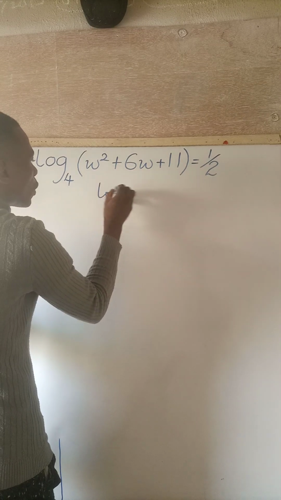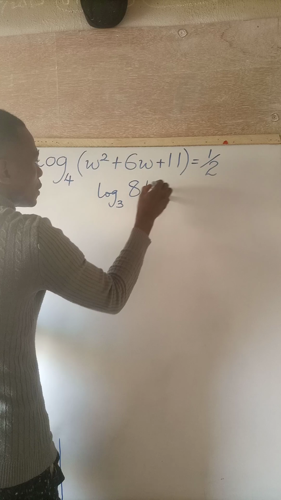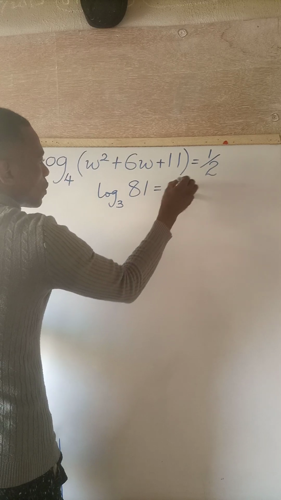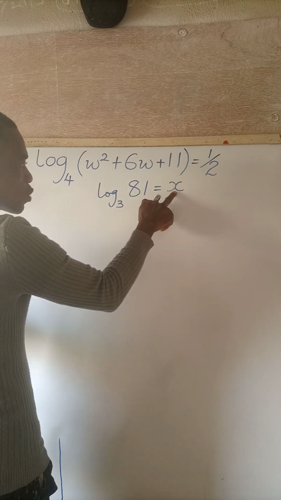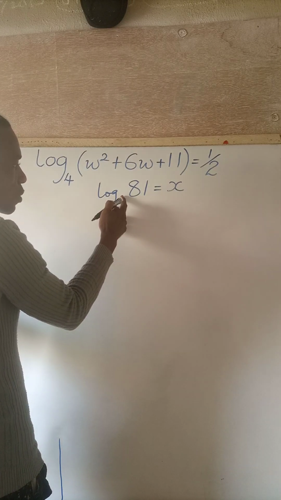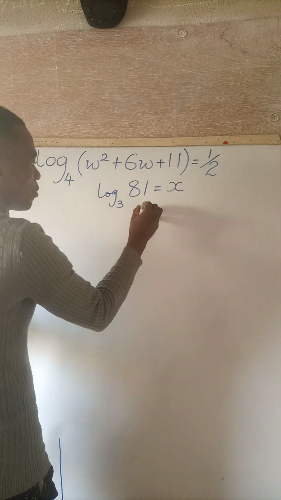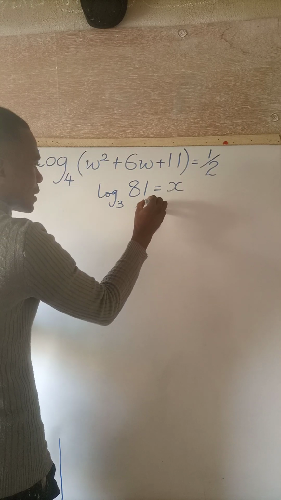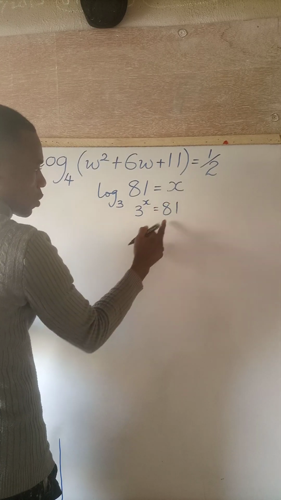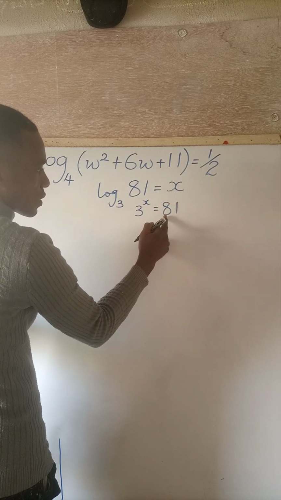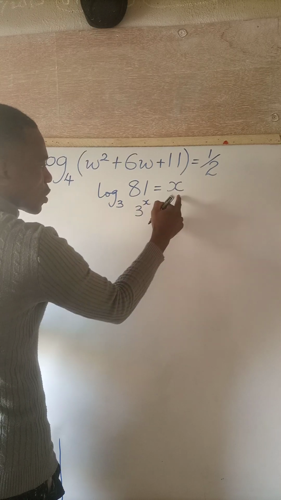If we have log 3, 81 equals what? x. What this means is that x will be the index. If you convert this to index form, it will become 3 power x is equal to 81. So when you convert this to index, which is 3 raised to power 4, the value of x will become 4.